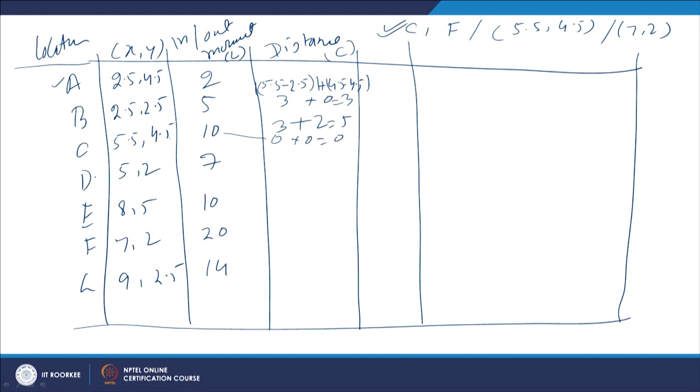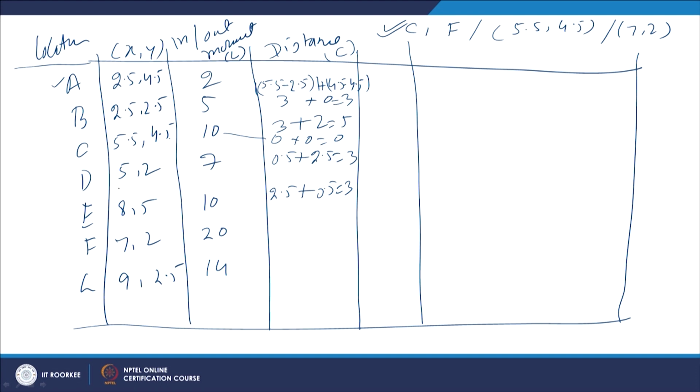Now, the distance to be travelled for movement from D to C. So, 5.5 minus 5, that is 0.5, plus 4.5 minus 2, so it will be left with 2.5, sum is 3. Now, we will be finding the difference of 5.5 minus 8. So, the difference will be 2.5, and 4.5 minus 5, so the difference is 0.5, sum is 3.